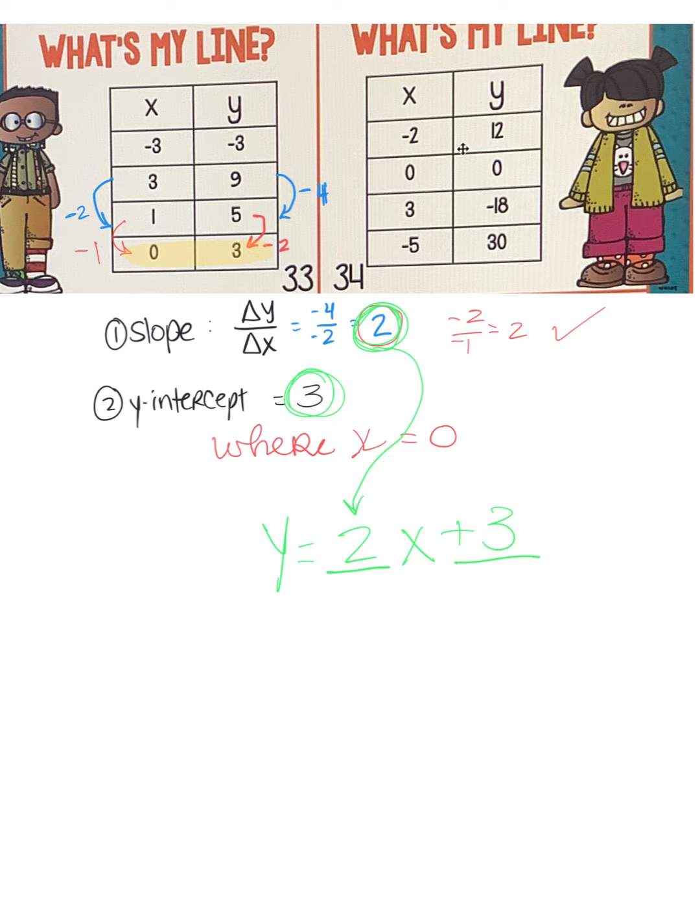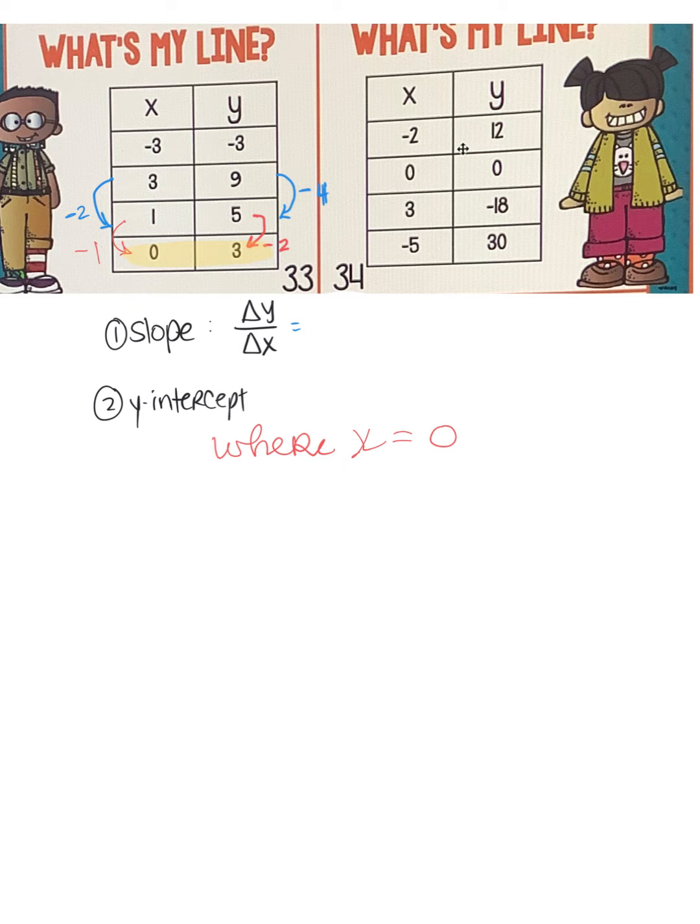Now, for the other one, let's see. Let me erase. Hold on. We're going to do the same thing. We have to find the change in y over change in x. Doesn't matter which 2 points we use. Let's see. Look, I like this one. Looks pretty easy. So to go from 12 to 0, it went smaller by 12. So that's negative 12. So that's my change in y.